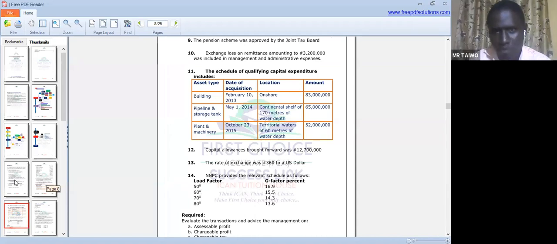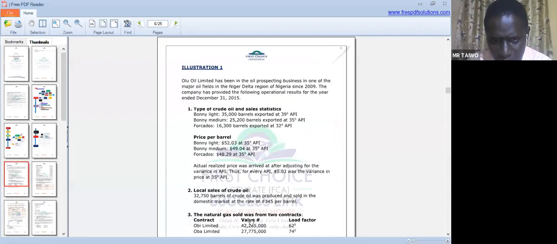If you look at the question under the gas, they give us the load factor of that gas to be 62 degrees and 74 degrees. You will now go and look for the equivalent G factor, that's the gas adjustment cost factor of this expected load factor. That's what you now use to determine the discount on this gas. I hope you get what I'm saying now. You see the way I will do it in the question.